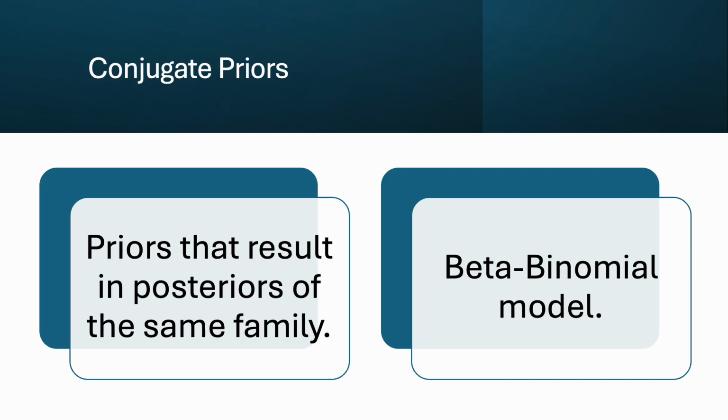Conjugate priors: priors that result in posteriors of the same family. The beta binomial model is something I strongly suggest you look into and conduct research on, to establish your understanding in more depth.